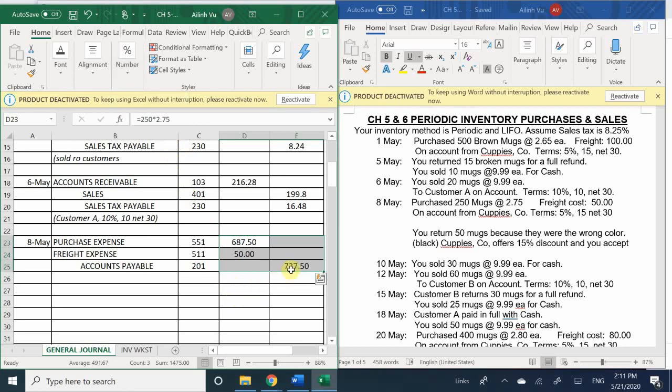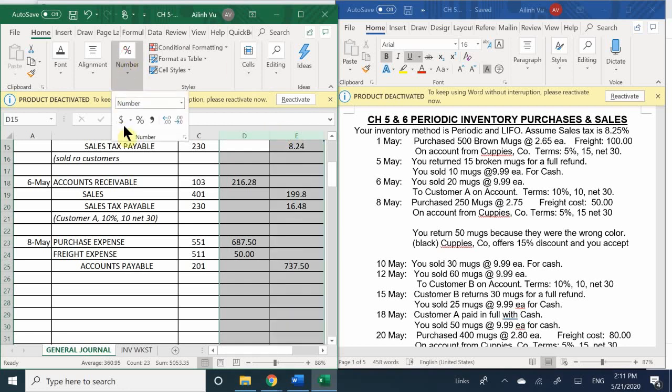Lynn, highlight the D and E columns. Highlight the whole column. And go to the comma up there, go to your numbers. Highlight comma and change it. Okay, there you go. Change to accounting. Oh no, this is accounting.